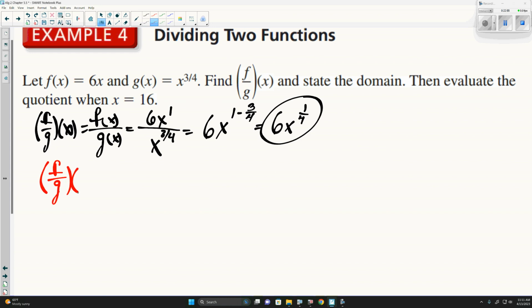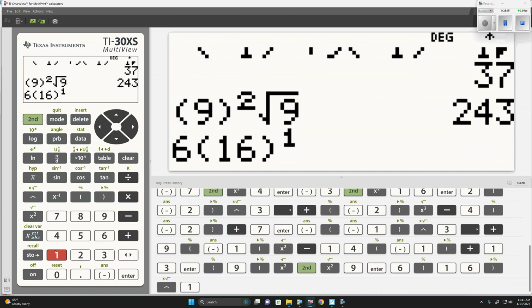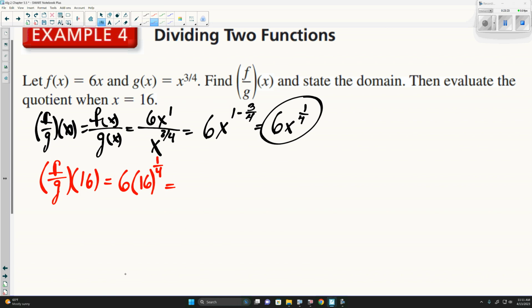Now f divided by g of 16, we're saying that we're taking 6 times 16 to the 1/4. So we're just plugging 16 in. And again, on this here, we can plug it into the calculator. We can say 6 parentheses 16 to the 1/4. And that is 12. So our two answers are 6 times x to the 1/4 and 12.